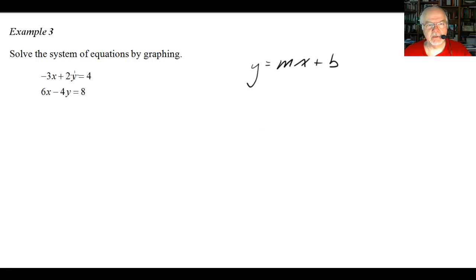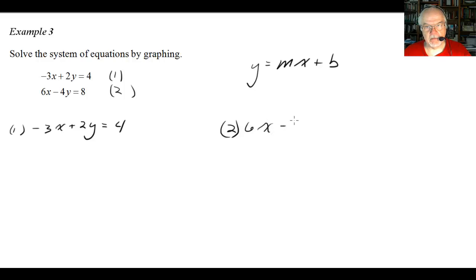All right, so let's attack equation 1. Equation 1 is minus 3x plus 2y equals 4. And that's in standard form, so we'll have to reduce that to slope-intercept form. And we'll have to do the same thing with equation 2, which is up here. And that'll be 6x minus 4y equals 8.